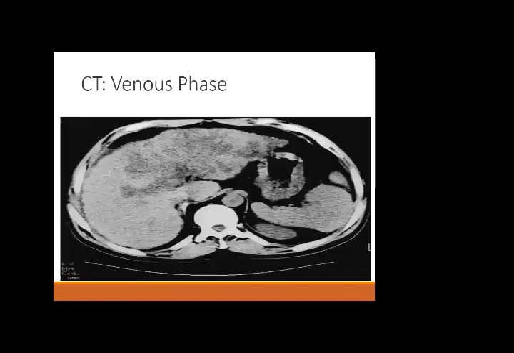This is the venous phase of the CT. These are hypodense lesions. This is the arterial phase.